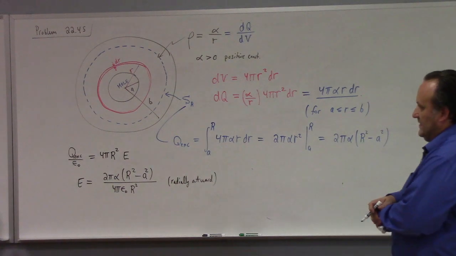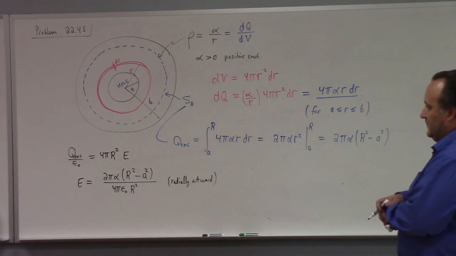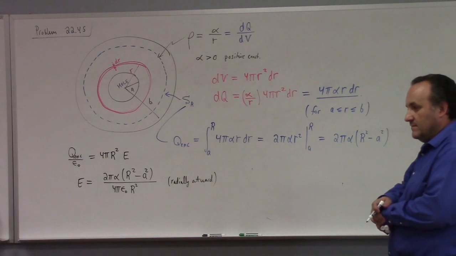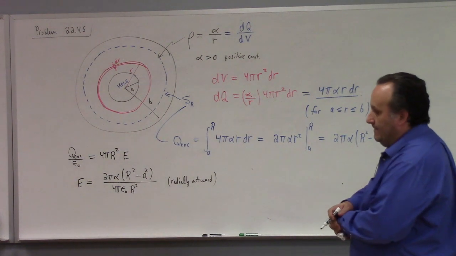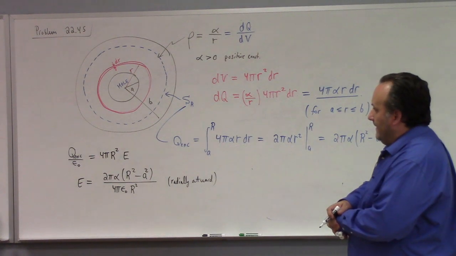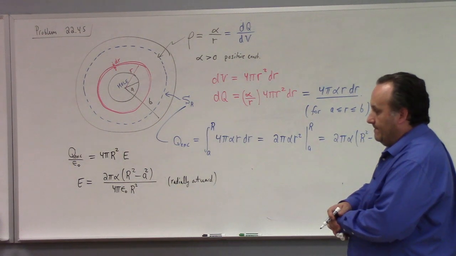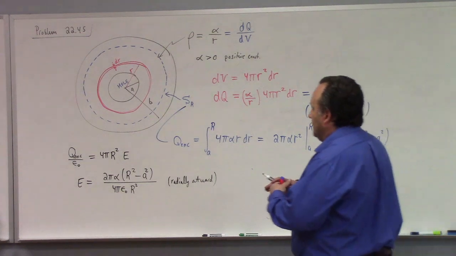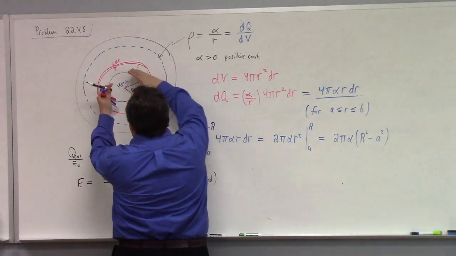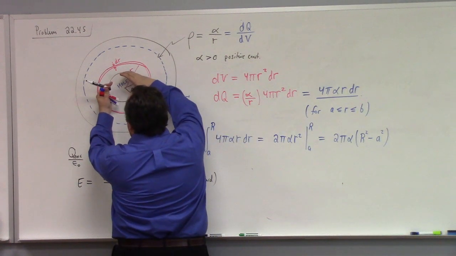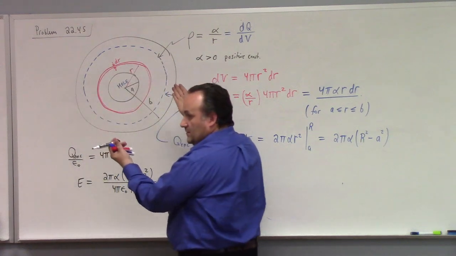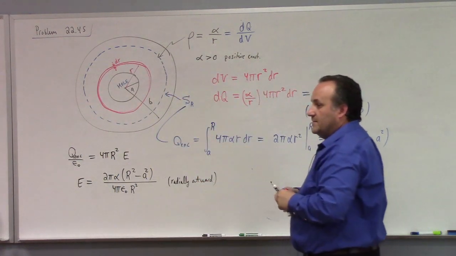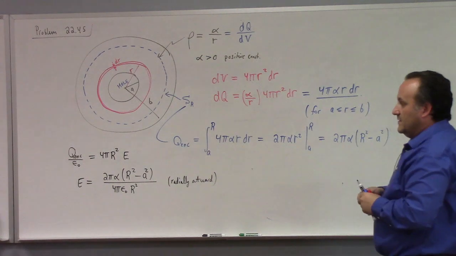Does that formula make sense? Well, let's think about some things. What happens if we put big R equal to A? It would be 0. Does that make sense? If we think about the Gaussian sphere shrinking down to the inner radius, what's the charge enclosed then? 0. So the electric field is 0 at the inside surface.